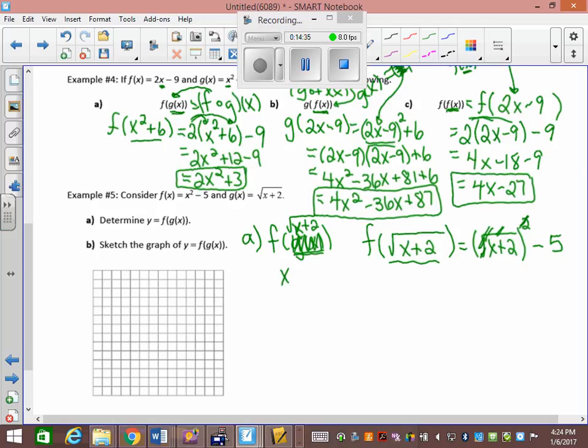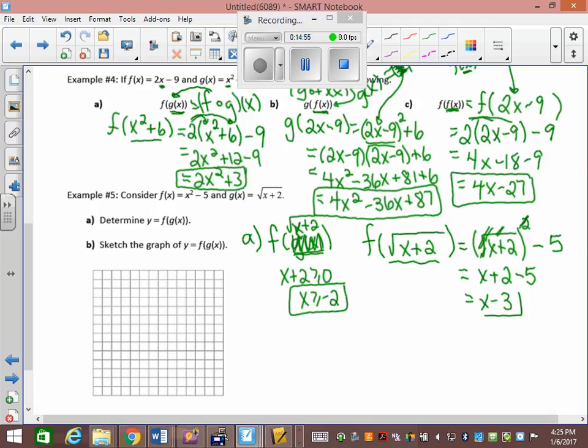So we have x plus 2 has to be greater than or equal to 0. X has to be greater than or equal to negative 2. So when we go to draw this graph, we have to keep that in mind. All the values below negative 2 on the x won't exist. So we actually have the line x plus 2 minus 5, so it's going to be x minus 3.